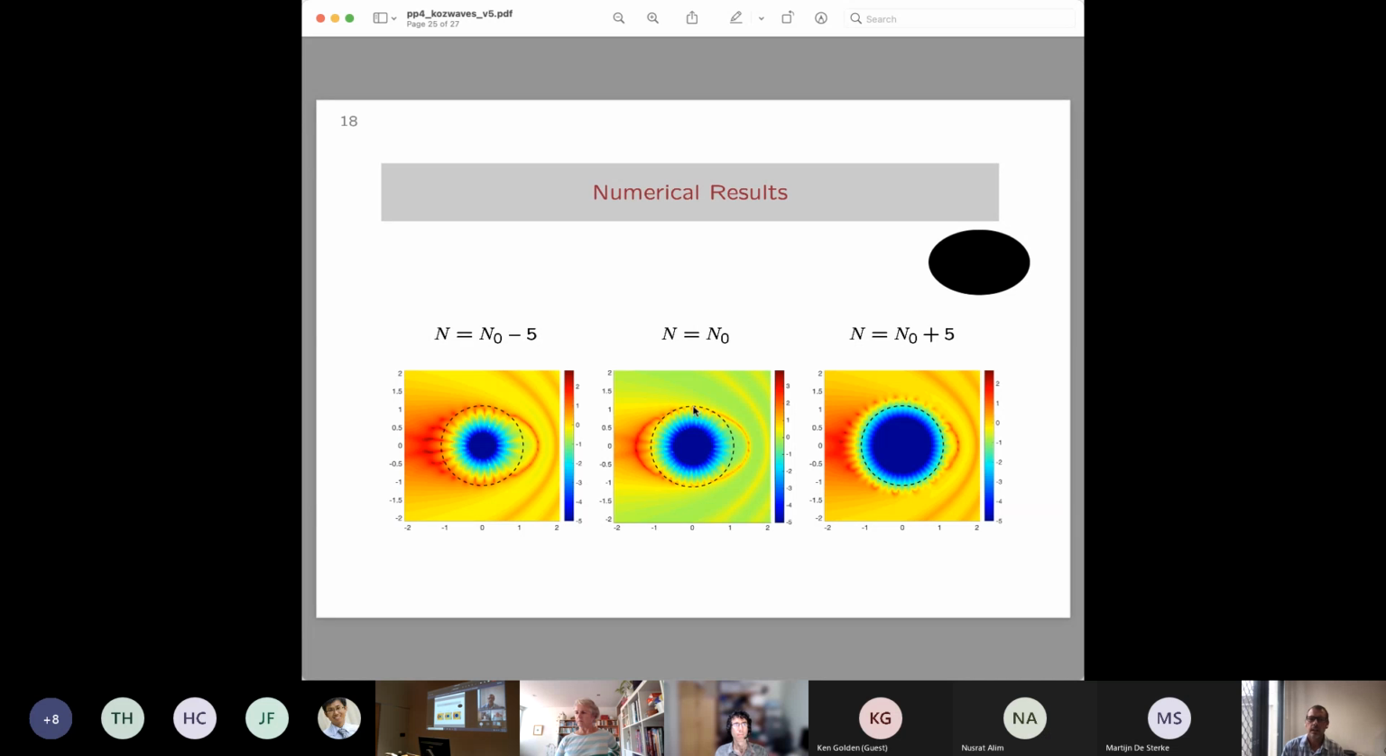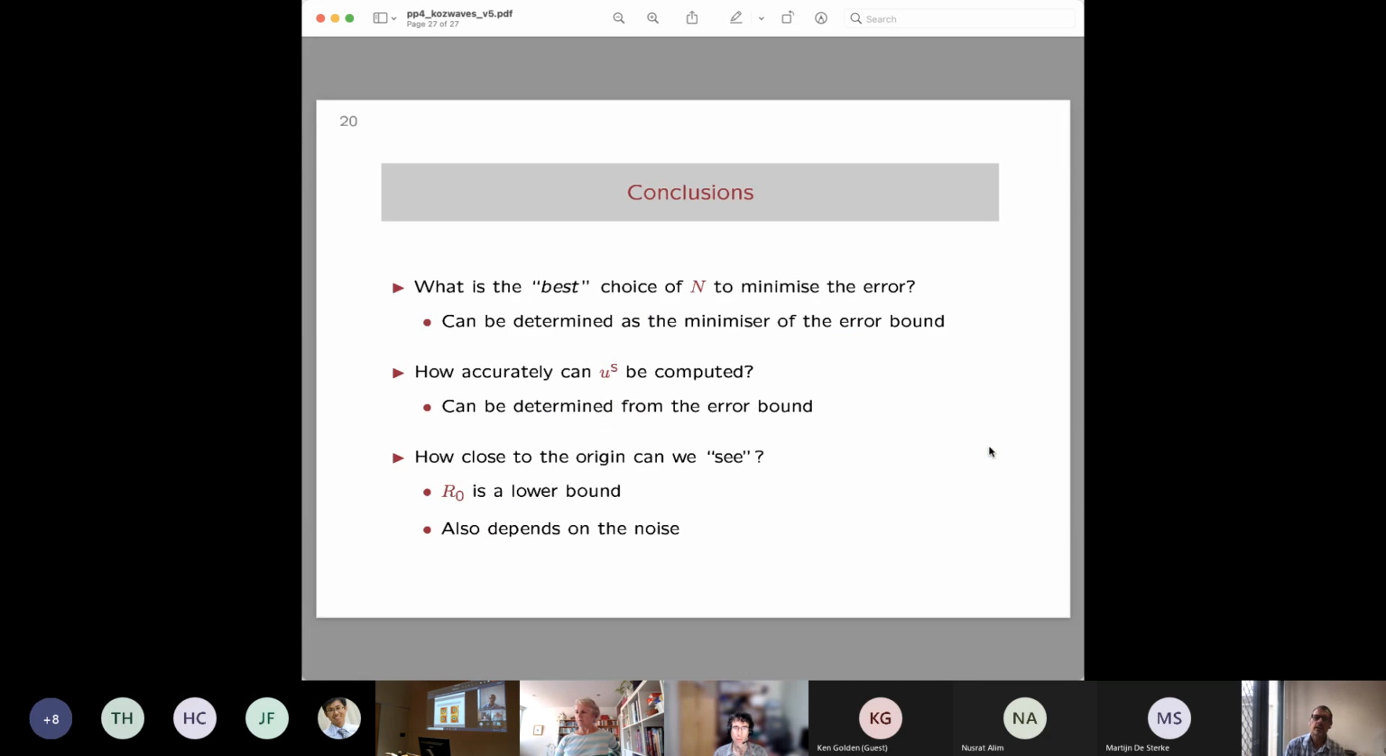Just very quickly, to convince you that this n that we choose is the right one, the figure in the middle is the optimal n. If I reduce n a little bit, then I lose the reconstruction in this region. That's because the series hasn't converged. If I increase n a little bit, then I lose reconstruction too, because I've blown up the noise in my data too much. So okay, let me jump to the conclusions.